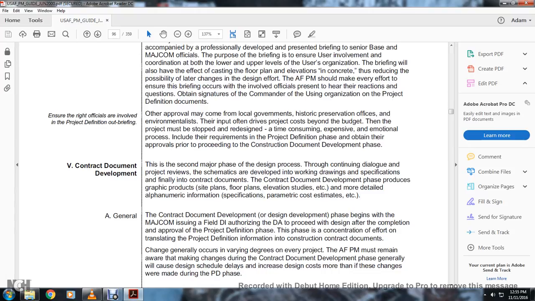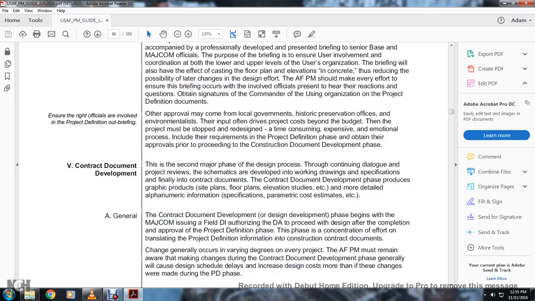Five, contract documentation development. This is the second major phase of the design process, with continuing dialogue with the project reviewers. It involves reviewing the schematics and developing the working drawings, specifications, and finally all the contracting documents. The development phase produces products and graphics such as plans, floor plans, and evaluation studies, and more detailed alphanumeric information, specific parameters, and cost estimates.